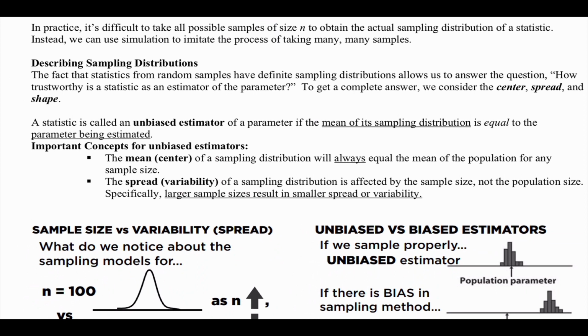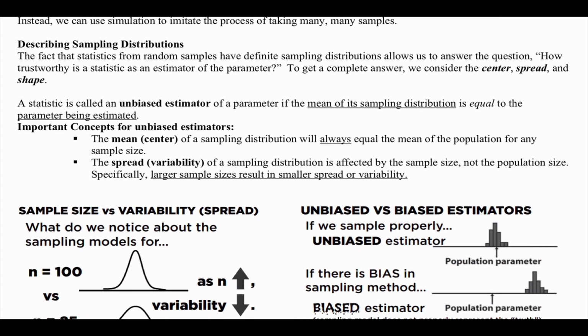If it's unbiased, the mean, the center of the sampling distribution will always be equal to whatever the true answer is. In this case, it's 0.5. Okay, the spread is affected by the sample size, not the population size. So the bigger the sample, the smaller the spread. The larger the sample, the smaller the spread.